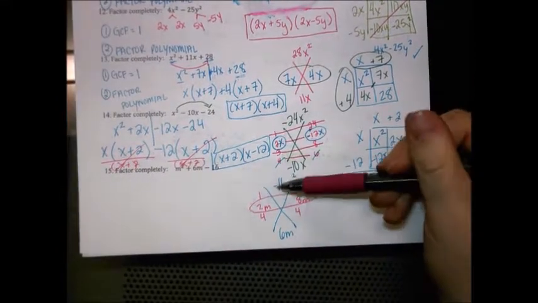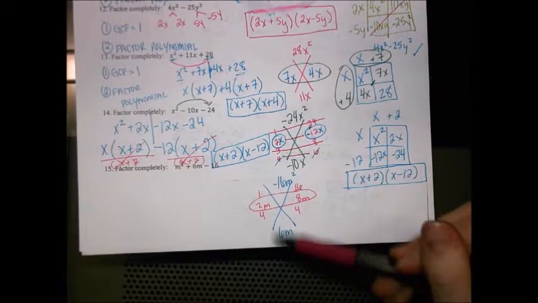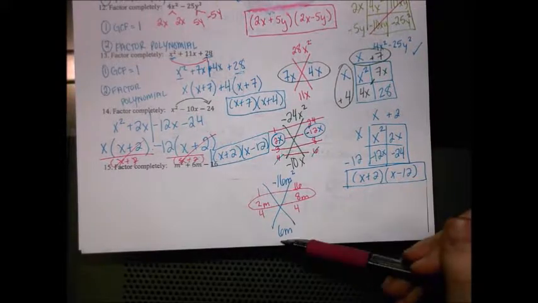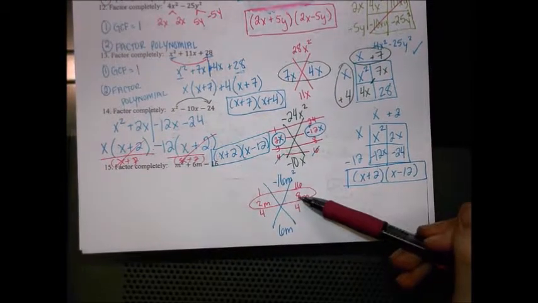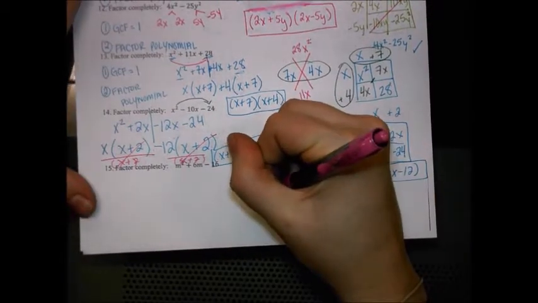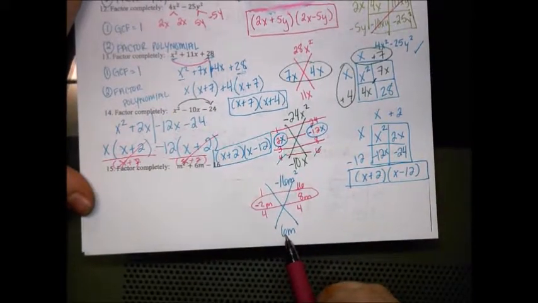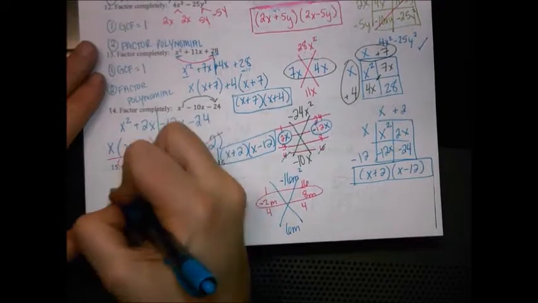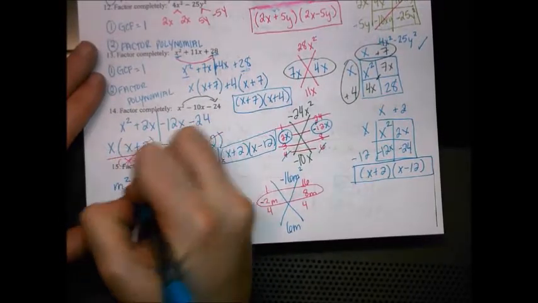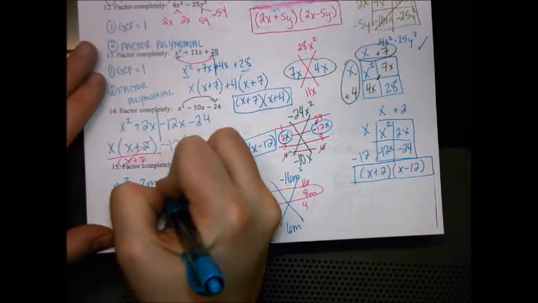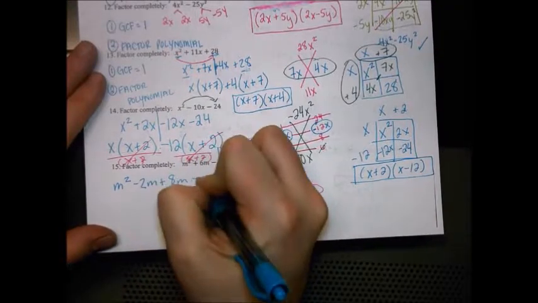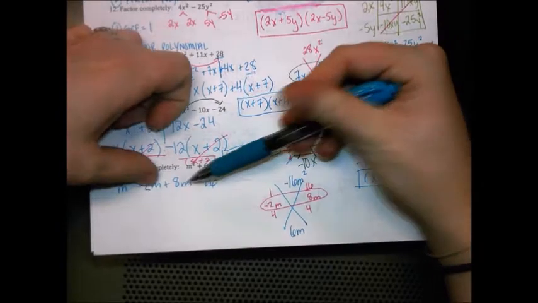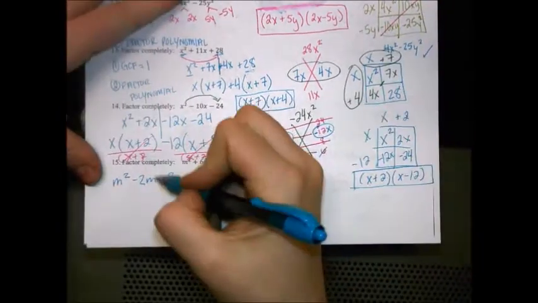One of them needs to be negative. But when I add, I want a positive, so I want my bigger number to be positive, because it would be 8 minus 2 gives me 6, and 8 times negative 2 is negative 16. So you write out all your terms, m squared minus 2m plus 8m minus 16. Your first and last terms are the same. Your middle terms come from your diamond, and you split.